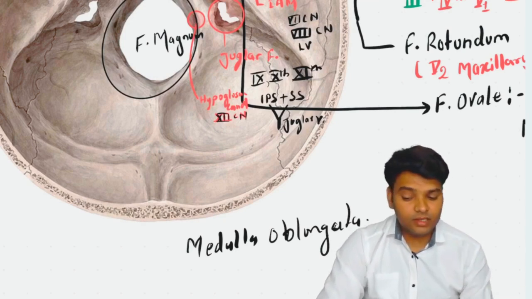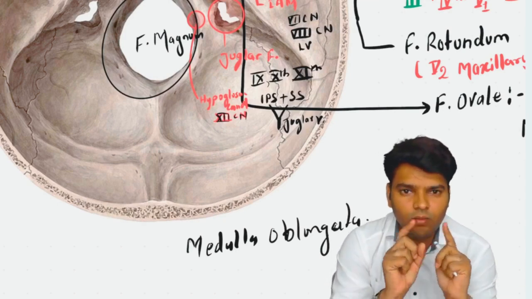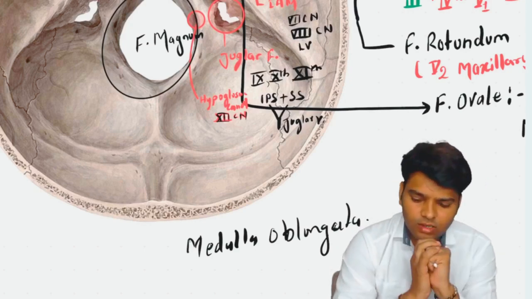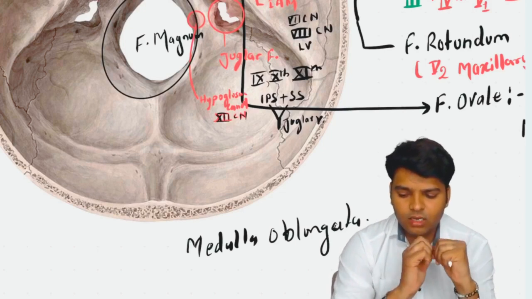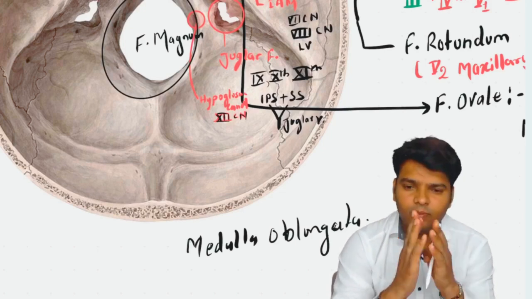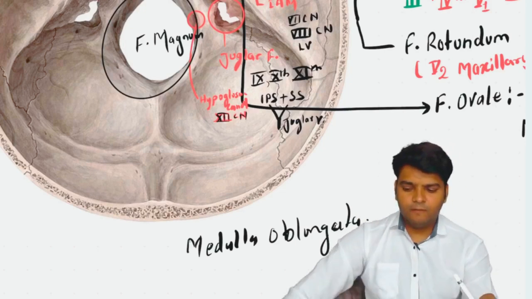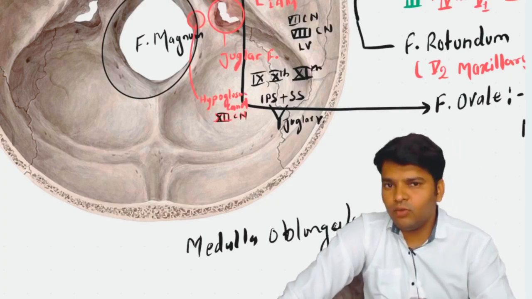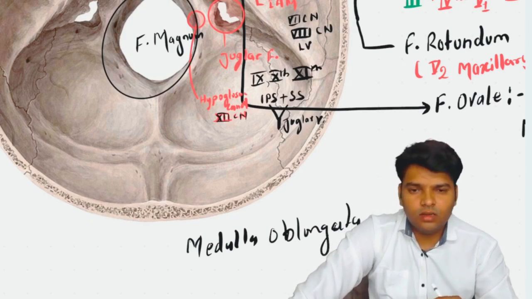Okay, and along with the medulla oblongata, the branches of the anterior spinal artery and the posterior spinal artery. The vertebral artery passes through along with the medulla oblongata. Okay, and two branches of the vertebral artery, the anterior spinal artery and the posterior spinal artery, are passing through the foramen magnum.